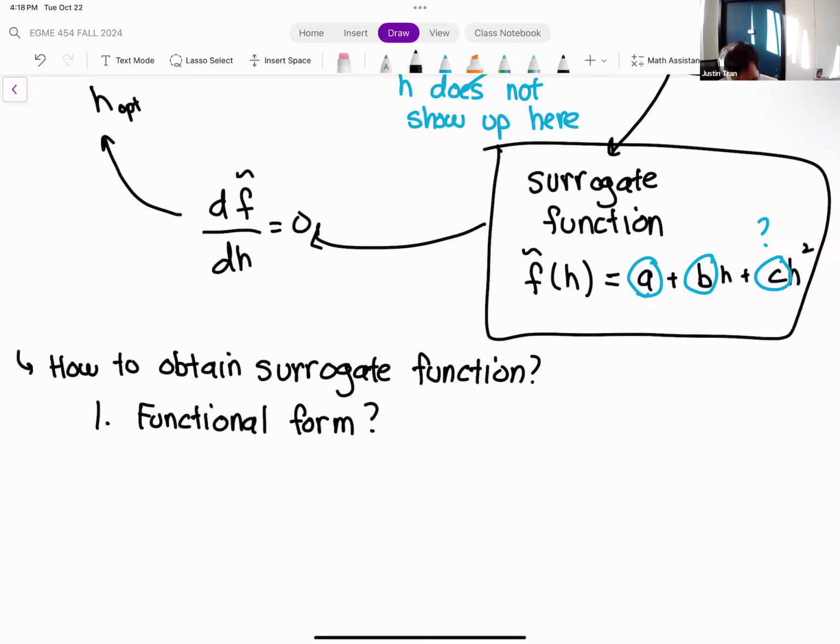So what's an appropriate functional form for an optimization problem? Well, for an optimization problem, we need to make sure that our surrogate function has a clearly defined optimum. So it needs to have a form in order to do that. And the simplest function that can do this is a quadratic function.